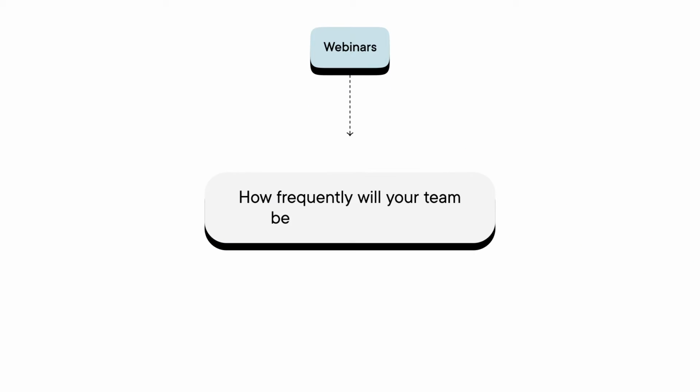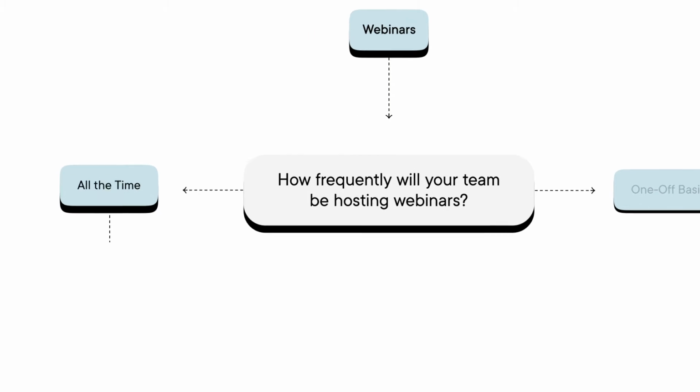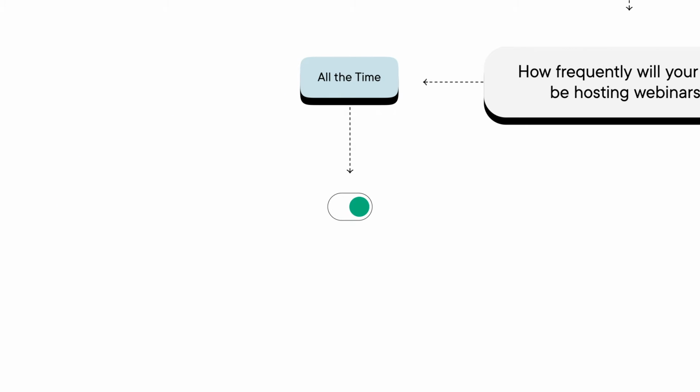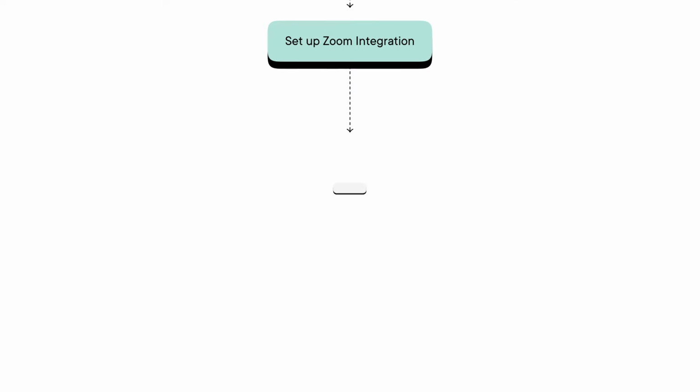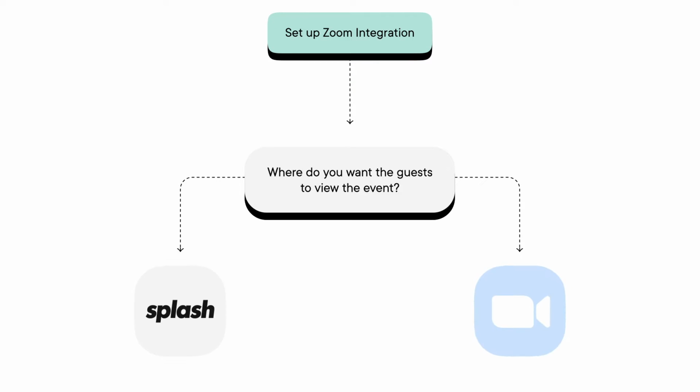If your team plans to host Zoom webinars frequently, you'll want to take 5 minutes to set up the Zoom webinars integration. Once it's configured, here's what happens. When a host creates an event in Splash, a webinar is created in Zoom. RSVPs from the Splash event automatically sync to Zoom as approved registrants.